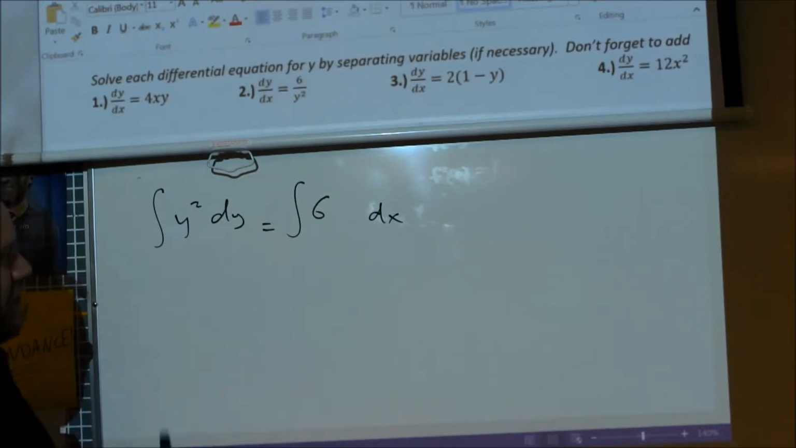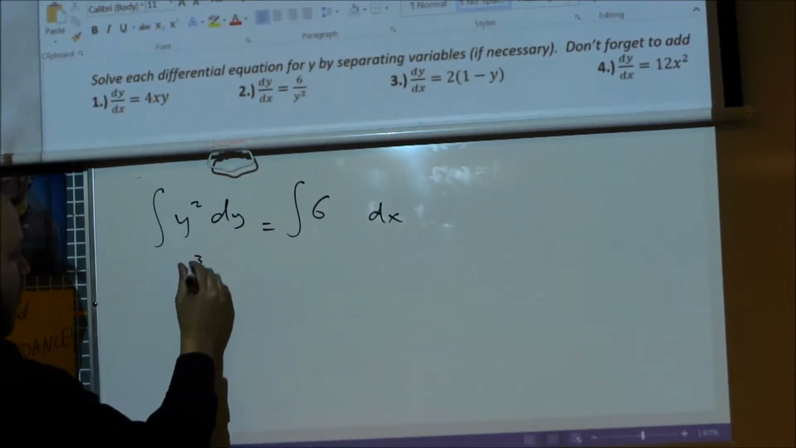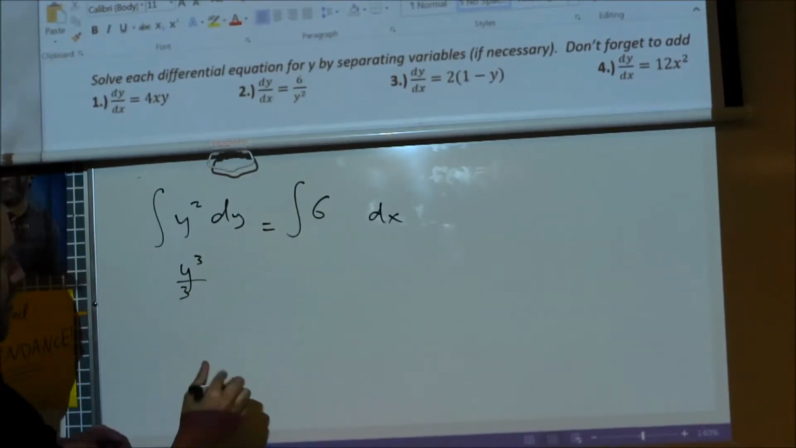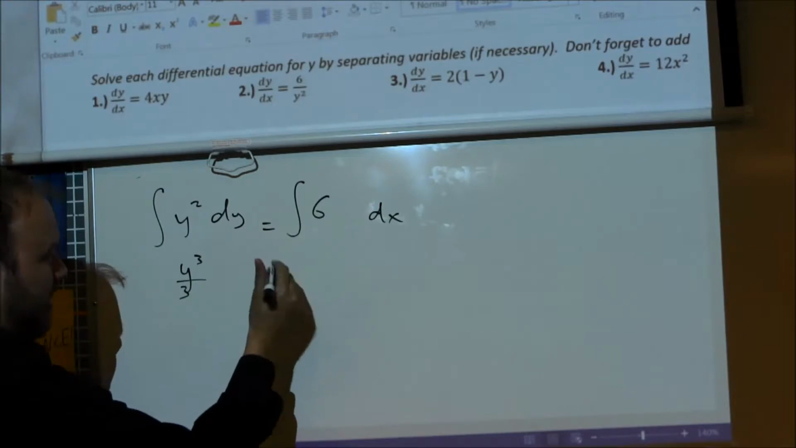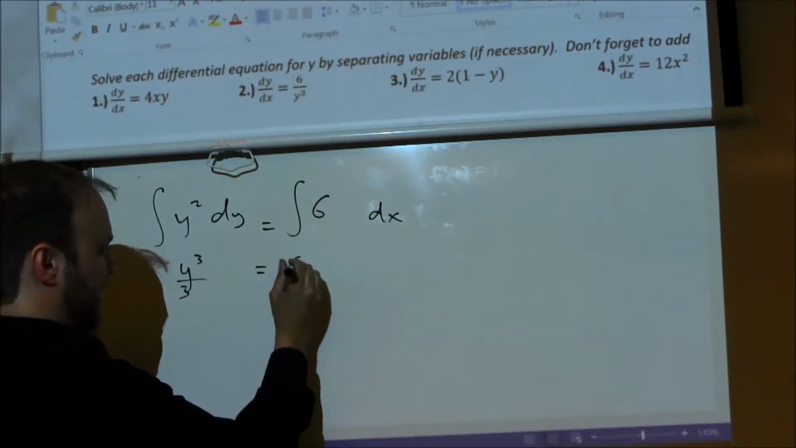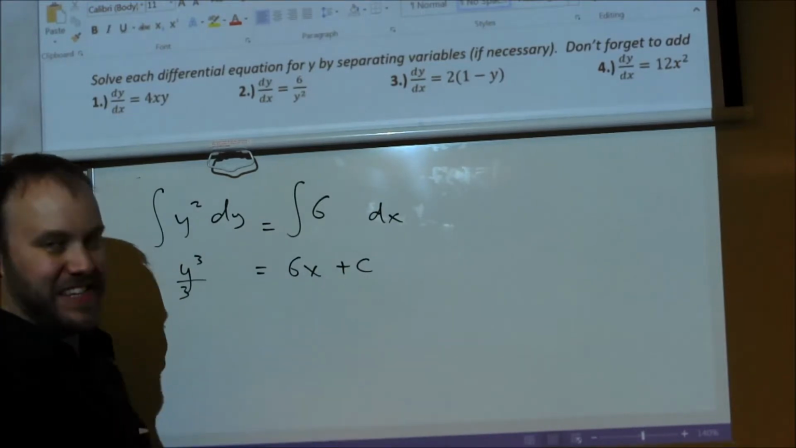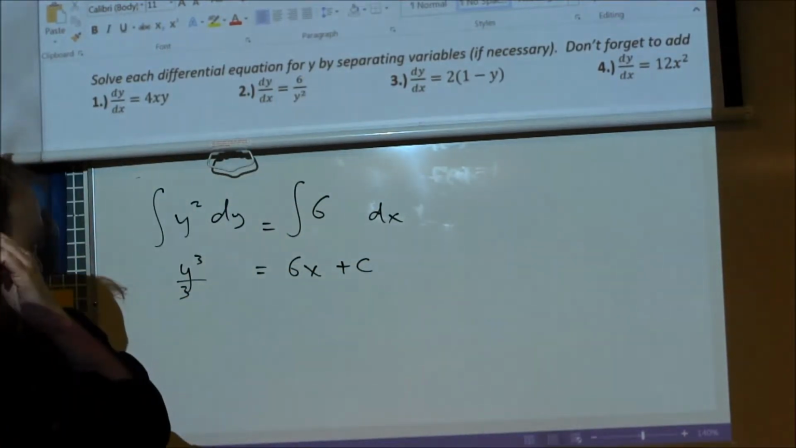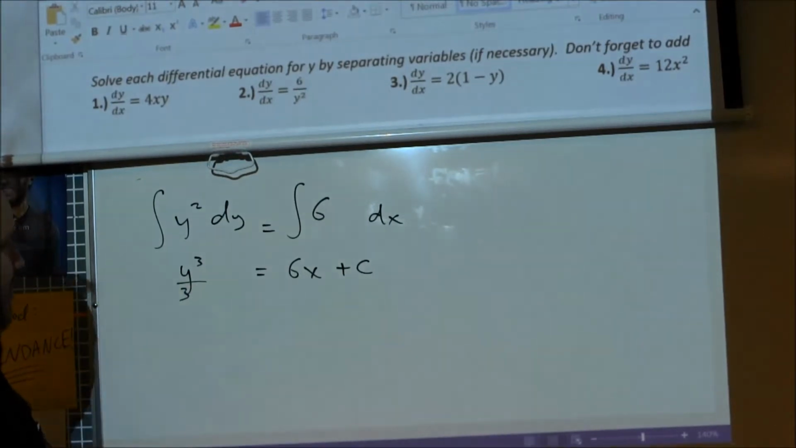This side with respect to y, this side with respect to x. Raise the power by 1, divide by the new power. So I can write that as y cubed over 3. I could add a c, but I'm going to take care of that on the other side here. That integral is just going to be 6x. Don't forget your plus c. If you forget that plus c, a lot of things are not going to work out very well. So anyway, you've got this.